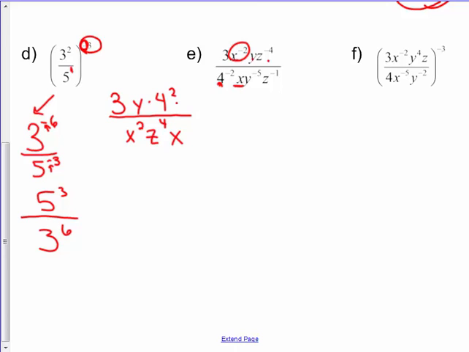The 4, that's a negative exponent, moves it to the top. The x to the 3rd is a positive, it stays where it is. Y to the negative 5th, it's a negative, it moves to the top. Z to the negative 1, that moves to the top as well.